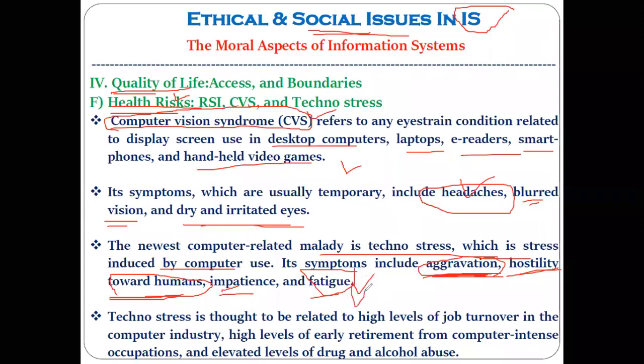Correct. And if this kind of repetitive work goes to some high level, then you have to take early retirement from this kind of job also. Correct? Yes, sir. That is also affecting our quality of life.